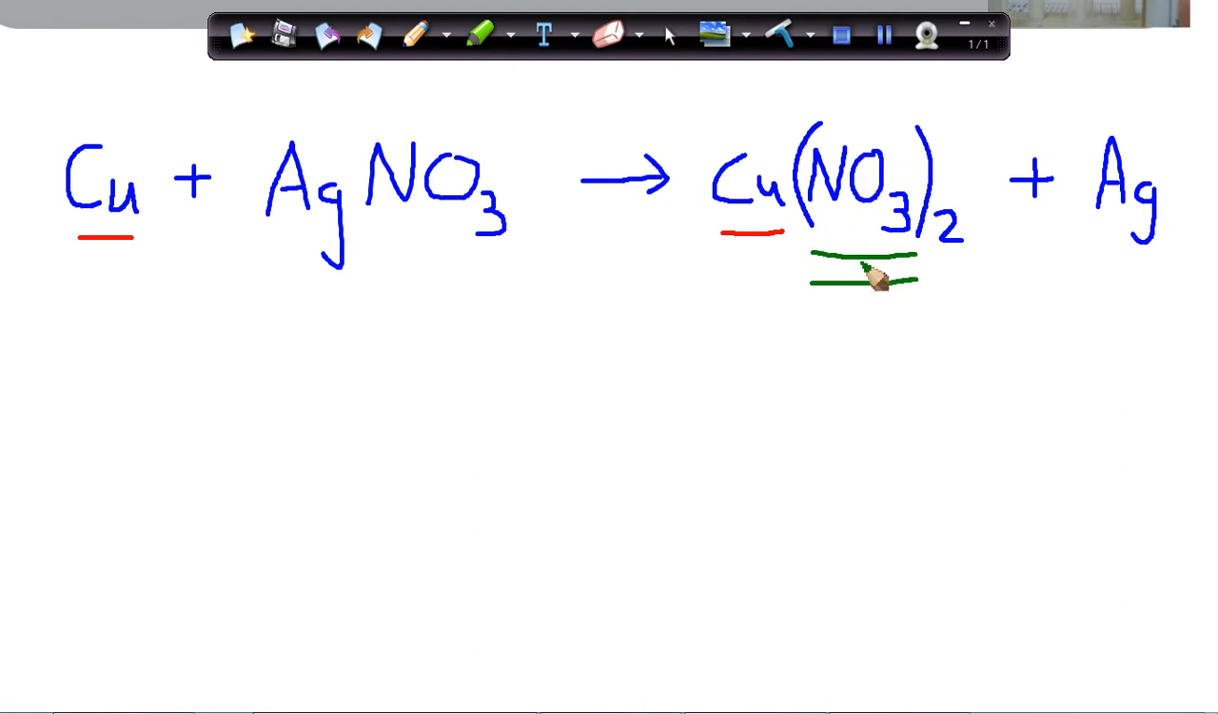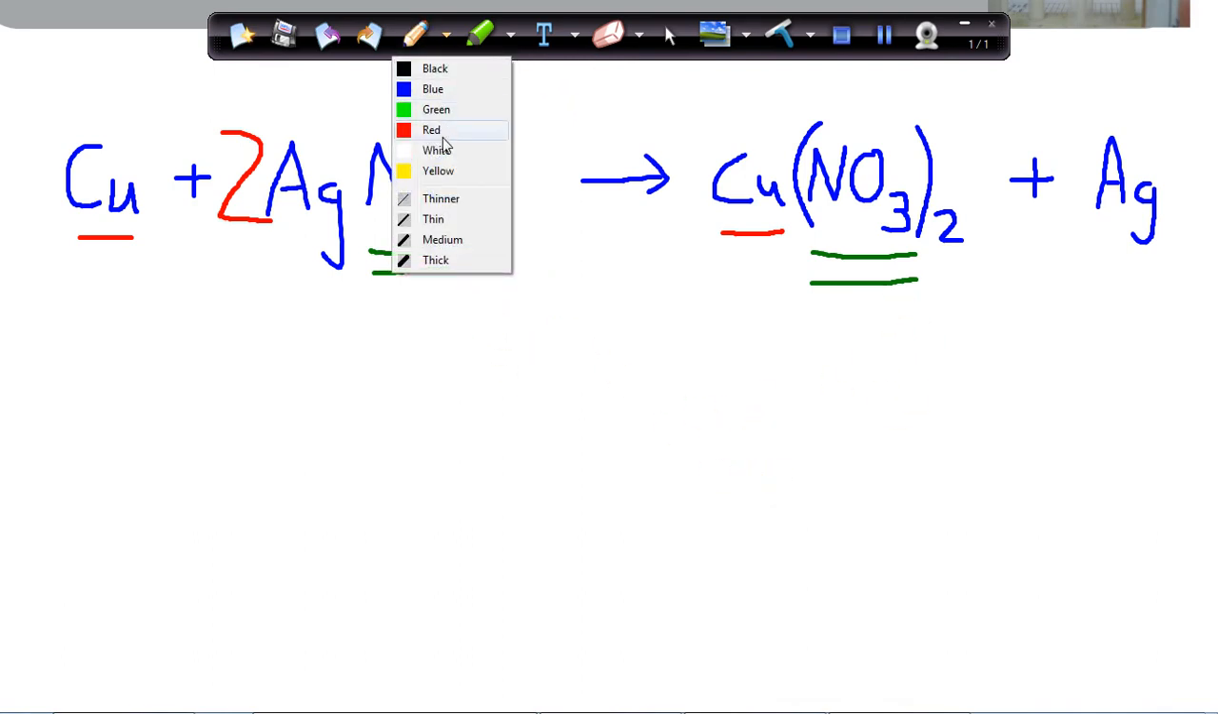So NO3 over this side, we've got 2 of them. On this side, we've only got 1 NO3. So what we're going to have to do is add a 2 to the front of my equation, to the front of this formula here. So that's now going to give me, go back to green, my 2 nitrates, so now those are balanced. So lastly, we need to have a look at silver.